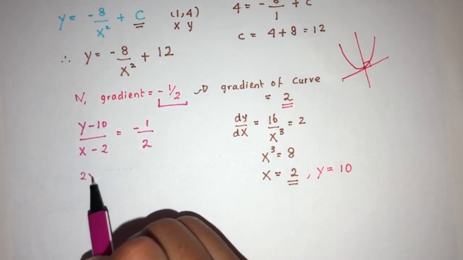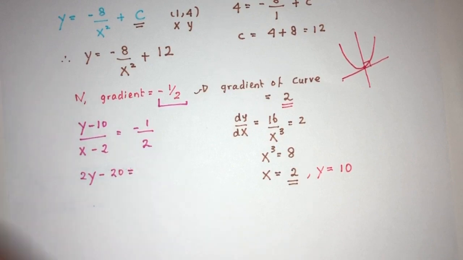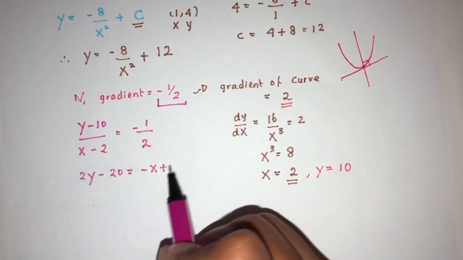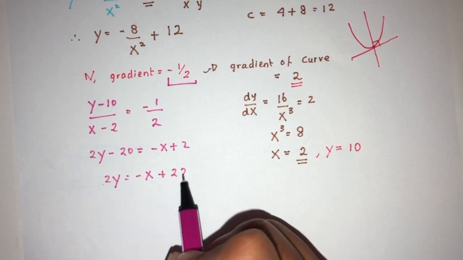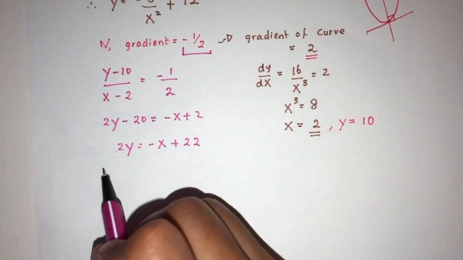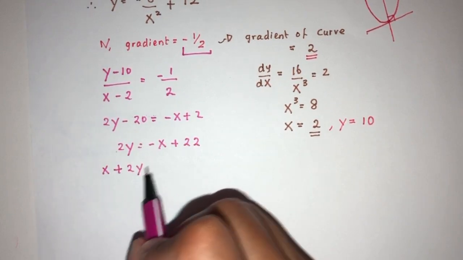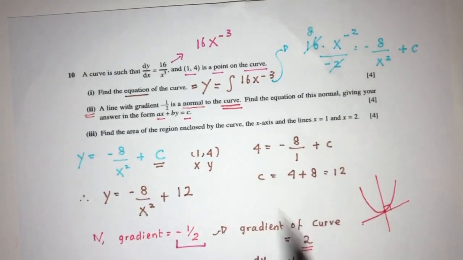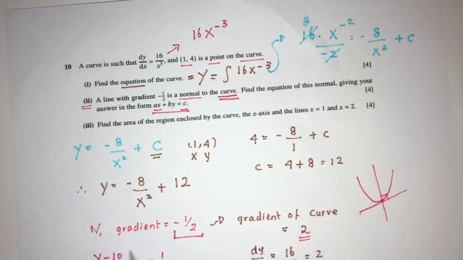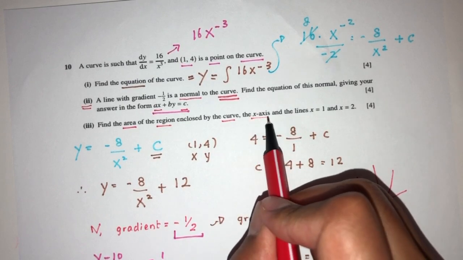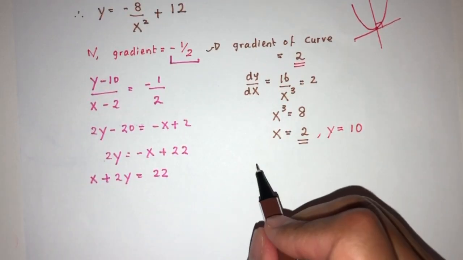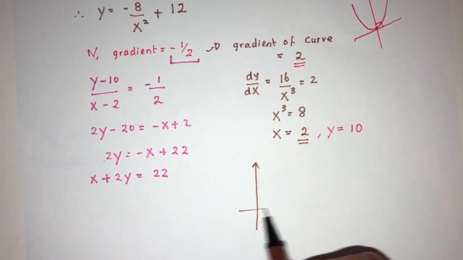Cross multiply, you will have 2y minus 20 is equal to minus x plus 2. So 2y has to be minus x plus 22. And then finally we have to send this over here, it becomes x plus 2y has to be 22, as required in this form. Last one, we have to find the area enclosed by the curve, the x-axis, and the line this and this. Okay, so very simple, just a diagram to kind of illustrate this.